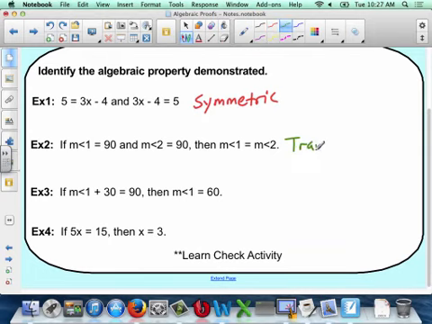Alexa, number 3, if the measure of angle 1 plus 30 is 90, then the measure of angle 1 equals 60. Okay? Guys, the question to ask yourselves is what changed? What do you think we did to get to that last part of the measure of angle 1 equals 60? What do you think, Alexis? What did we do there?